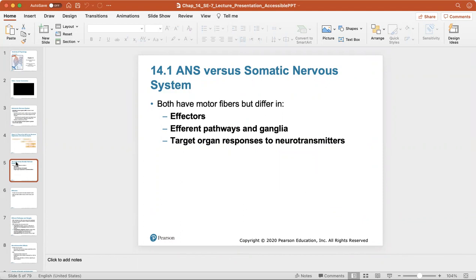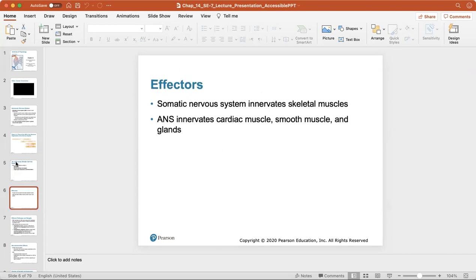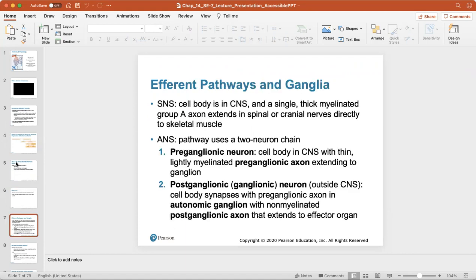Your autonomic nervous system and your somatic nervous system both have motor fibers, but they differ in the effectors, so what they are affecting, their pathways, ganglia, and the target organ responses to different neurotransmitters. For example, in the effectors, your somatic nervous system innervates only skeletal muscles, so this is usually under voluntary control. Your autonomic nervous system innervates cardiac muscle, smooth muscle, and glands, and that's all under involuntary or subconscious control.